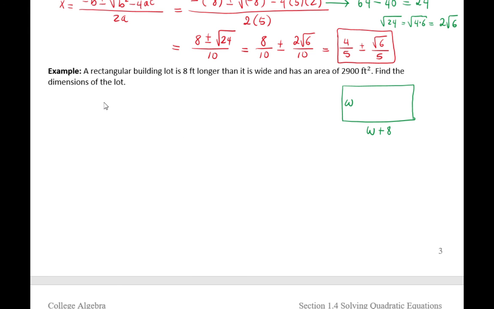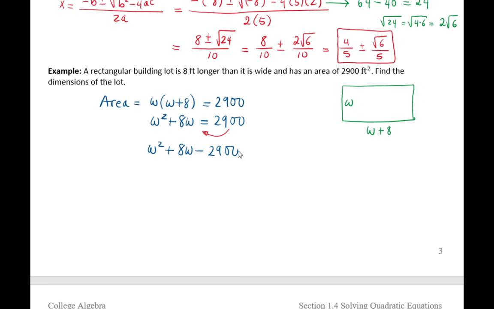Now area is simply W times W plus 8, and that's equal to 2,900. Now if you FOIL that, you had a problem like that in these notes. You FOIL and then you simply set one side equal to 0. So that becomes W squared plus 8W equals 2,900. Then you simply move that to the left side as a negative. So we have this equation, W squared plus 8 times W minus 2,900 equals 0.